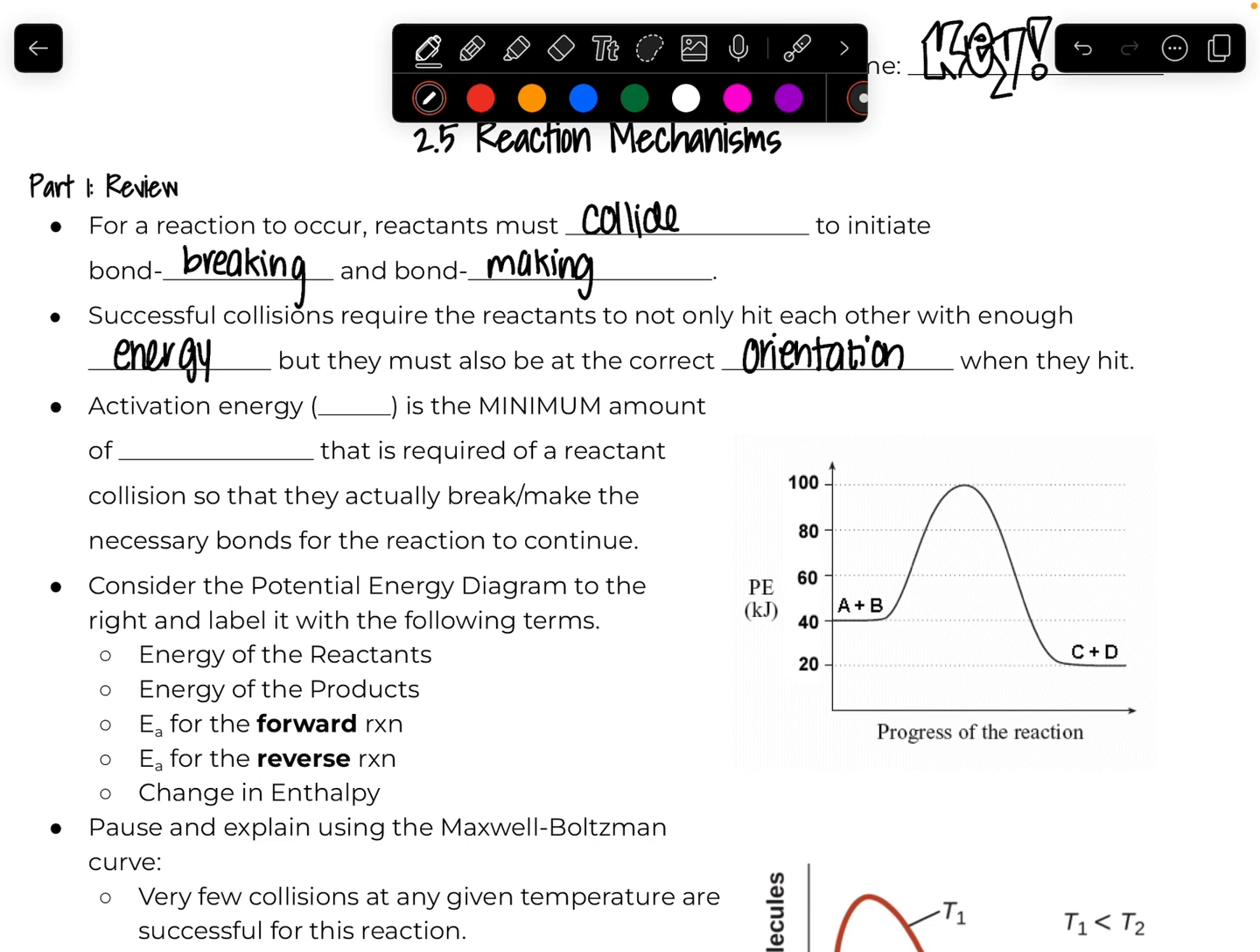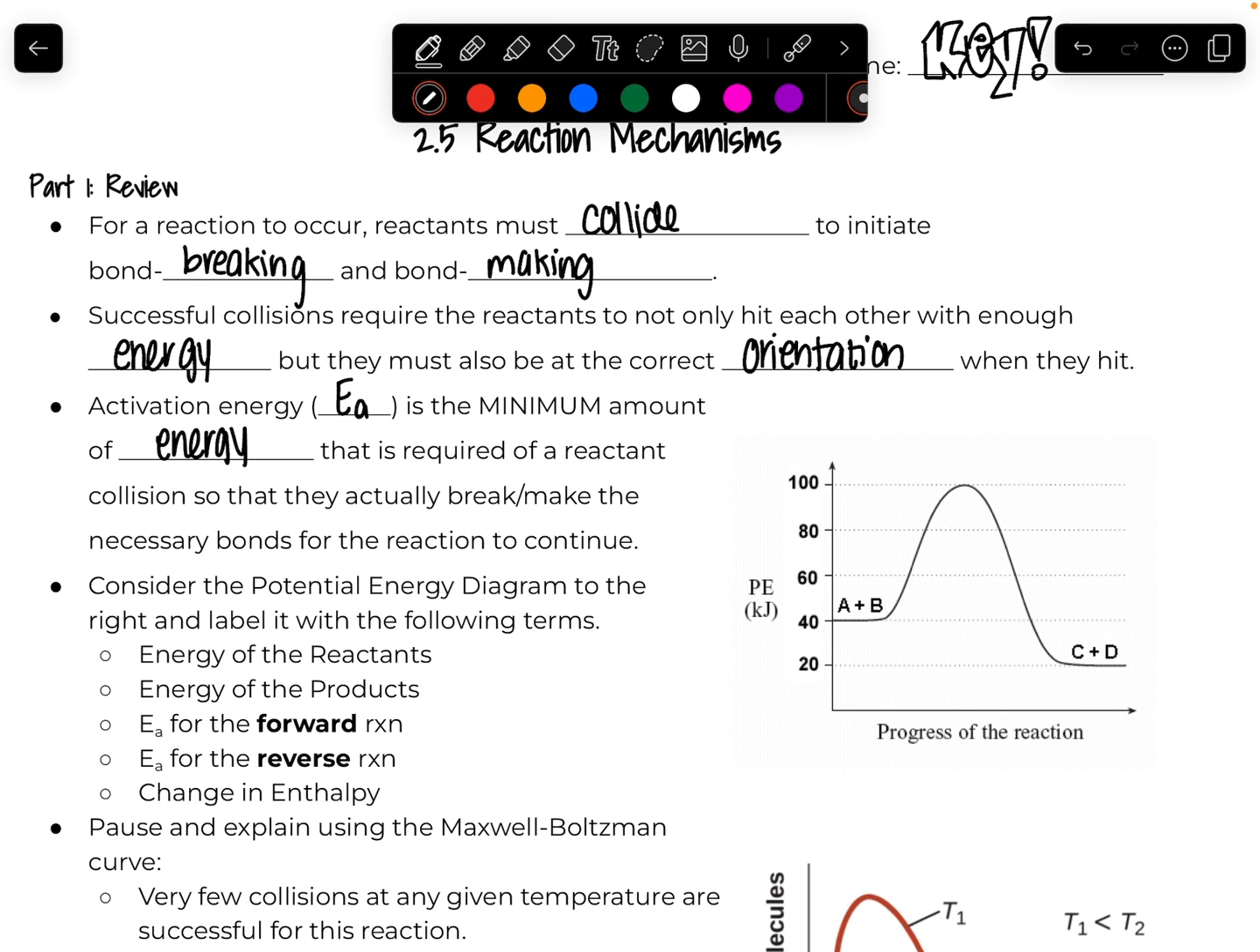So another point about this energy is we know that the energy of these collisions must be greater than the activation energy for a reaction. That's your barrier, right? It's the minimum amount of energy that's required of those particle collisions so they actually start breaking your reactant bonds and forming your necessary product bonds.